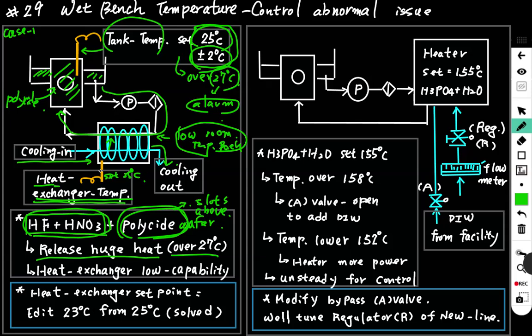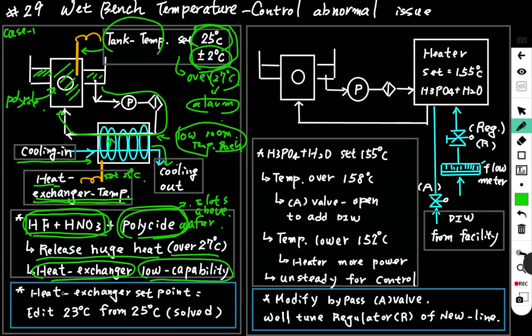So check its cooling capacity. The heat exchanger is designed for low cooling capacity, so it cannot control the temperature with polysilicon wafer running continuously too many rounds.